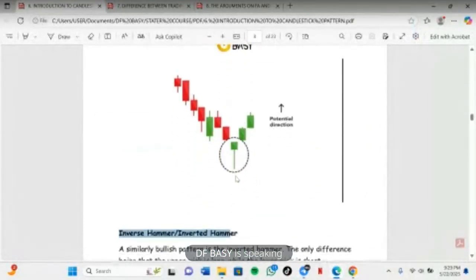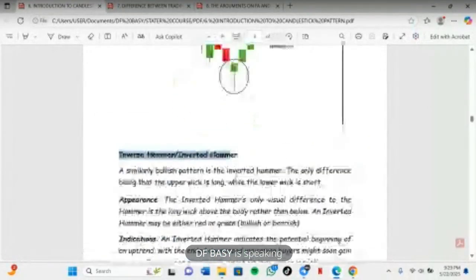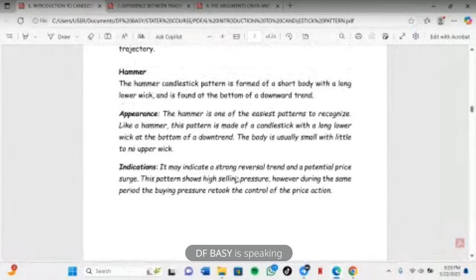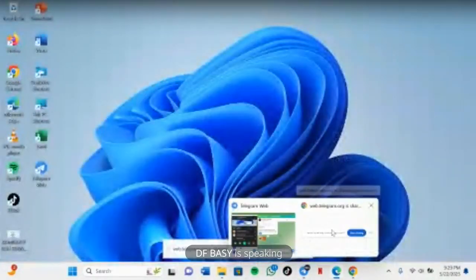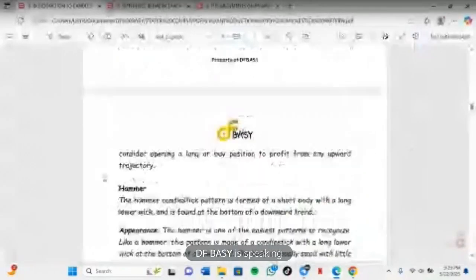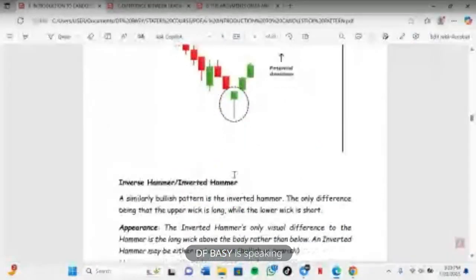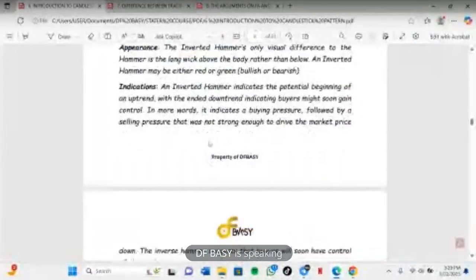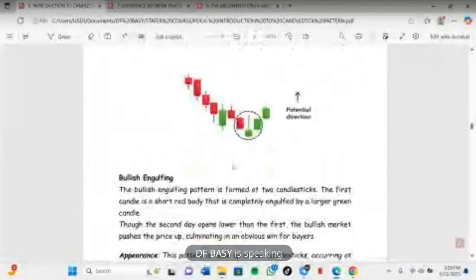The hammer shows a price reversal. Once you see a hammer, it tells you that price is going to reverse from this point. So if the trend was bullish, it's going to turn bearish. If it was bearish, it's going to turn bullish. I explained all these trading terms for you guys, right? So now moving forward, we have the inverse hammer or the inverted hammer. It plays the same role. I showed you guys how it looks.